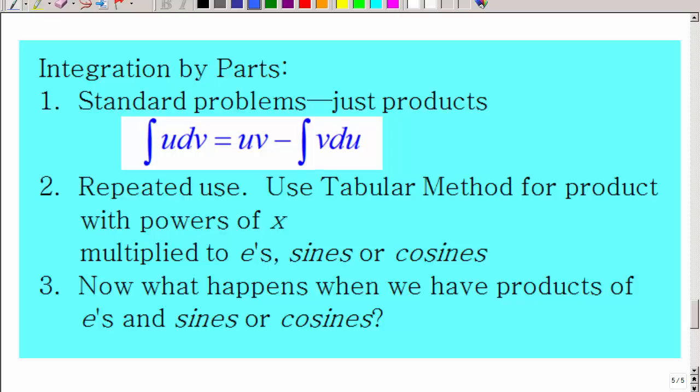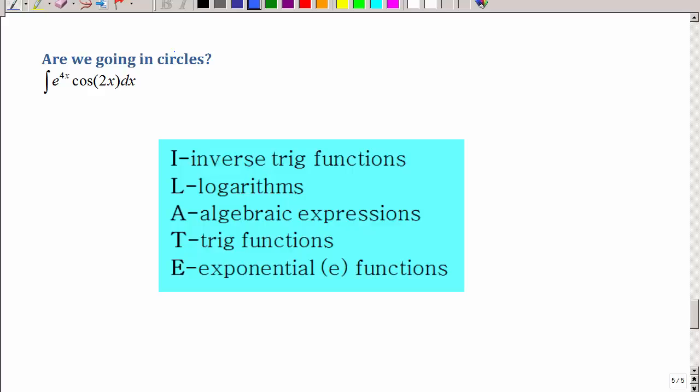Now we're going to look at problems like this: e times cosine, e times sine. And let's see what happens. I believe sometimes we're going to feel like we're going around in circles. But we're going to get there.